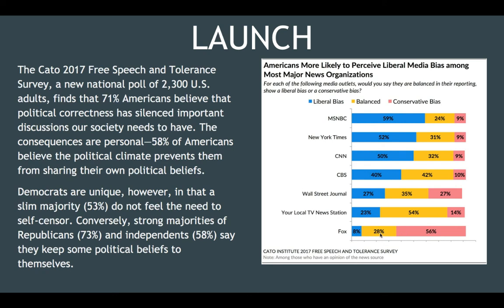I would venture to say that a lot of these are dead on accurate. Notice your local news TV station. It's got a lot of balanced idealisms. What's sad about this particular study is that in journalism as a whole, all of the journalists should be completely objective. They should be balanced all the way across. And as you can see, hardly any of these are balanced. The closest we get is your local TV news station.